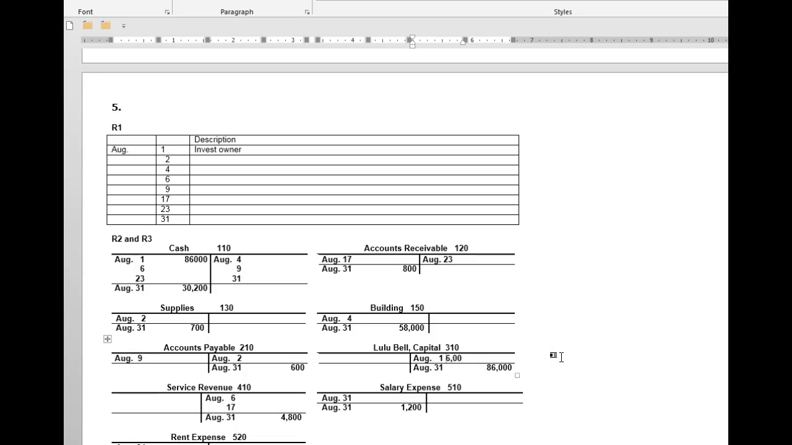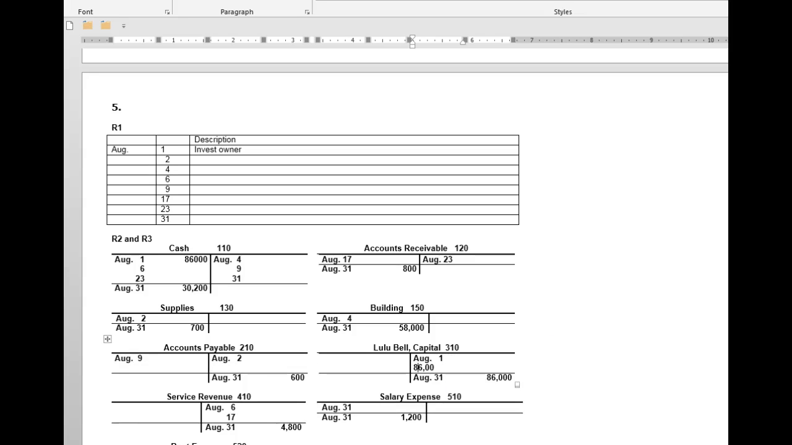Doesn't seem to want to be cooperating with me. So there's $86,000. Maybe I need to expand that. Nope. So that would go there, and it's on the right-hand side.